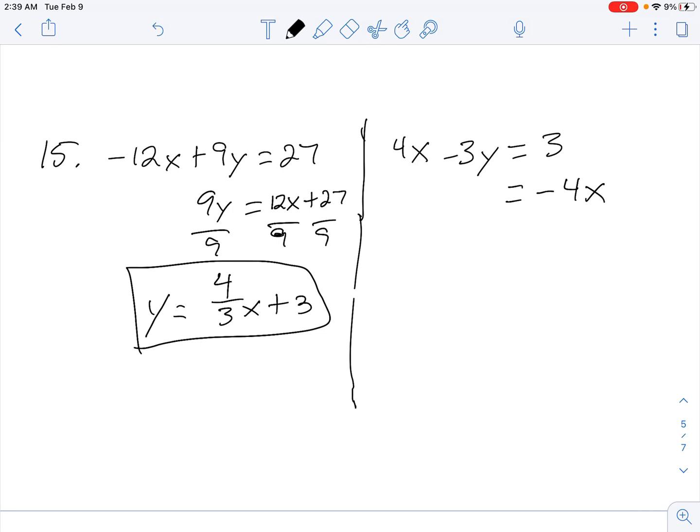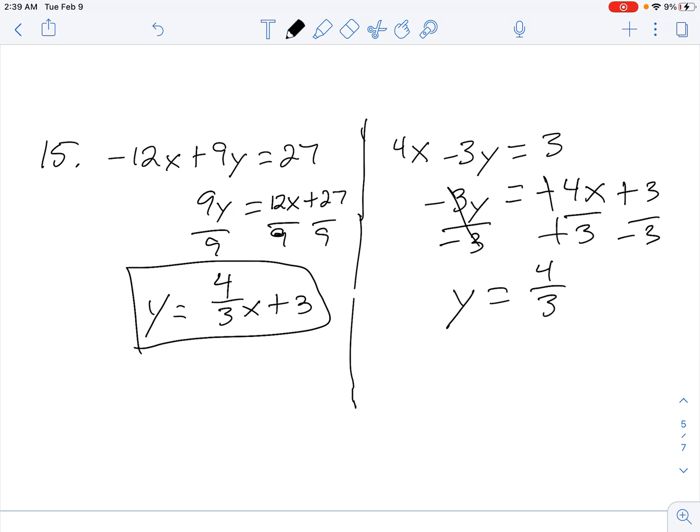And then the next one, same thing. Take the x, move it to the other side, and change the sign. Step 2, drop the y down, drop your number down, and then divide. All right? So you get y equals negative over negative is a positive, so 4 over 3x minus 1. All right? So let's check our equations.